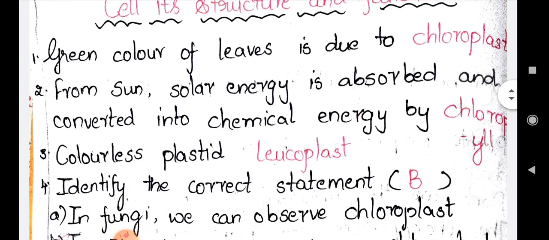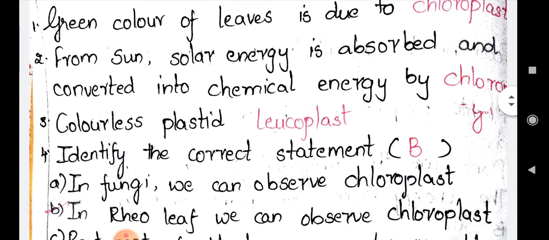Now coming to the second bit: from the sun, solar energy is absorbed and converted into chemical energy by whom? It's a very important question. Who is converting the solar energy into chemical energy? The chlorophyll is converting. The chlorophyll traps the solar energy and converts it into chemical energy and helps in the process of photosynthesis. Photosynthesis is the process through which the plants prepare their food material. In that process, the chlorophyll traps the sunlight and converts it into chemical energy. So this is the second answer.